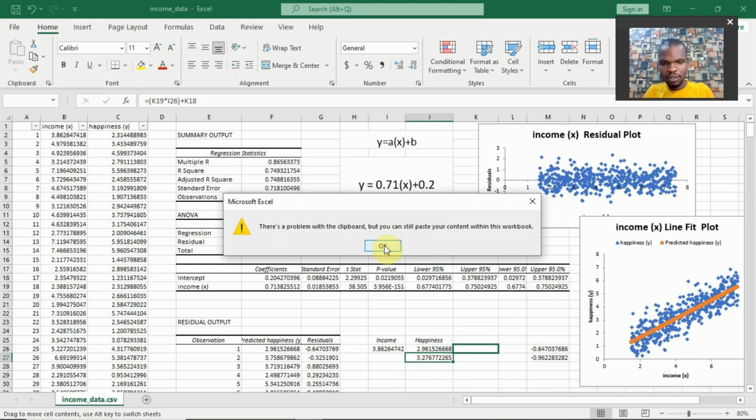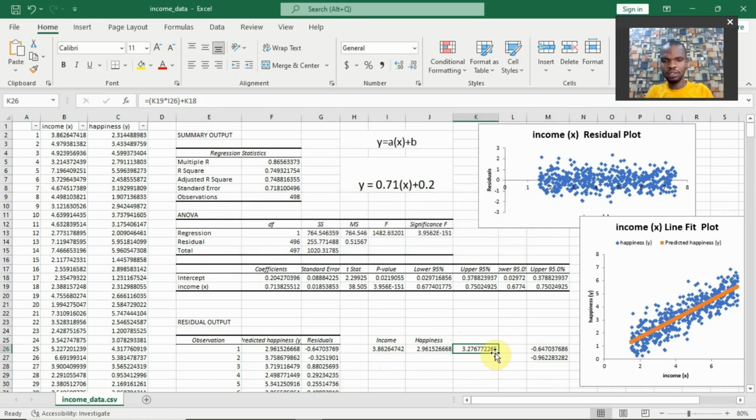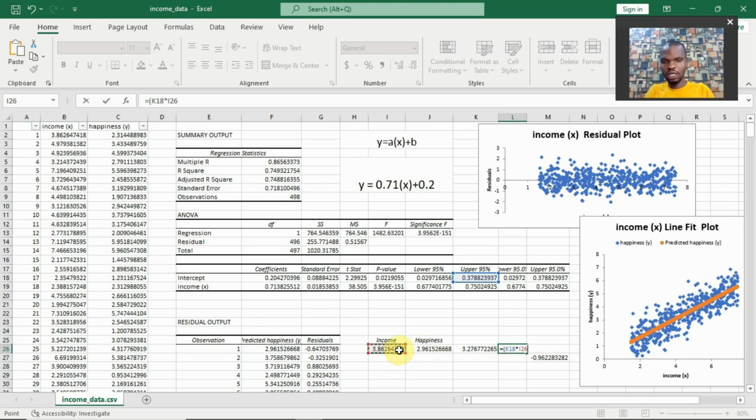Okay, it doesn't want to lose that content. Okay, that's fine. So let me also do the lower range. Let me say equal to, this is our lower, times the value of our x, which is our income, plus our lower 95%. So this is what it would have given us if we use our lower 95%.